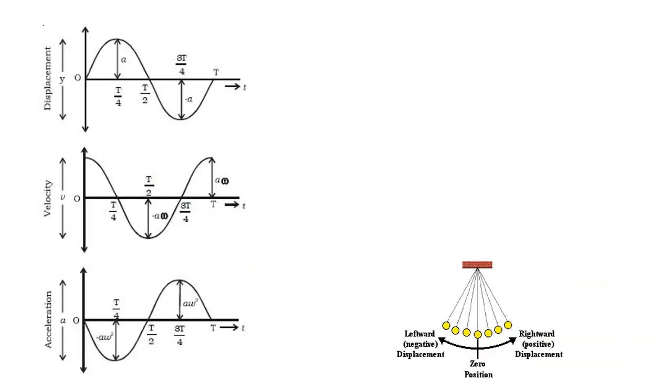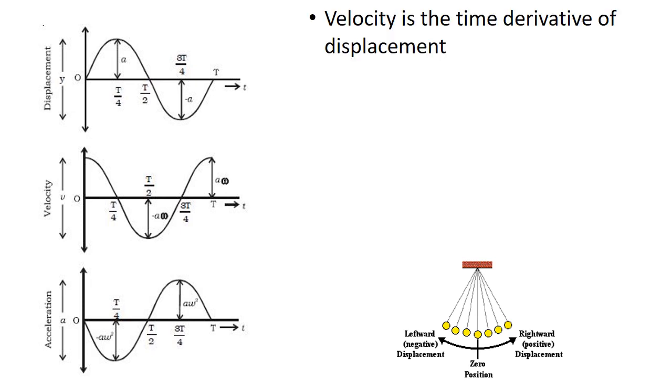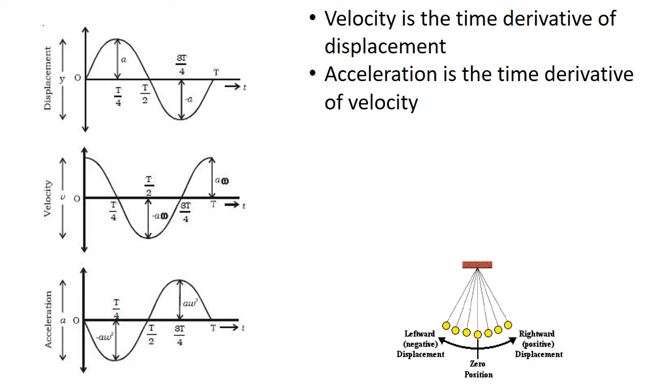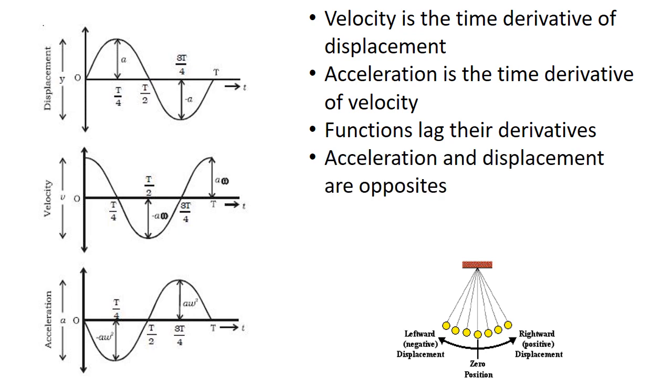All right, so hopefully you've been drawing along, and if you haven't, go back and watch the video, but this is to summarize. Velocity is the time derivative of displacement. Acceleration is the time derivative of velocity. Functions lag their derivatives, and acceleration and displacement are opposites of each other. Look at how the acceleration versus time curve looks compared to the displacement versus time curve. They're totally opposites of each other. That is out of phase by a full pi.